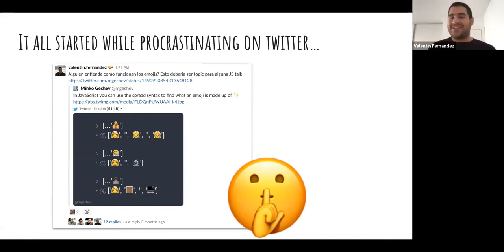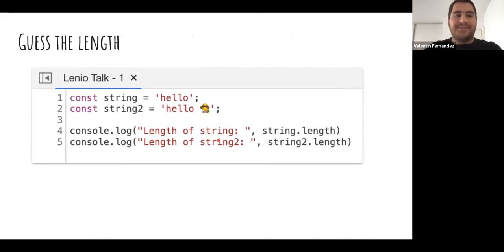I take the blame, and I will tell you how this topic came up. I was procrastinating on Twitter and found a tweet about a guy finding it really interesting how emojis were being handled by the spread operator in JavaScript. I grabbed that tweet and posted it in the JavaScript channel. We got a lot of reactions and replies, and I proposed doing a short talk. Well, it ended up being a Linear Talk. So here we are. Bear with us. I promise it's going to be really interesting.